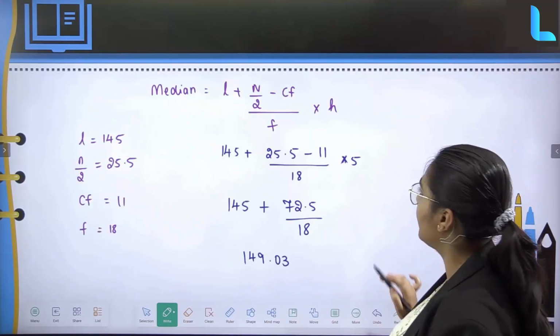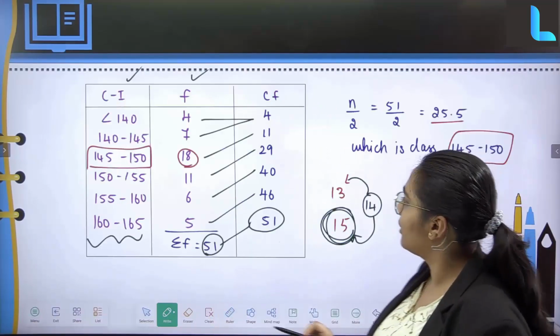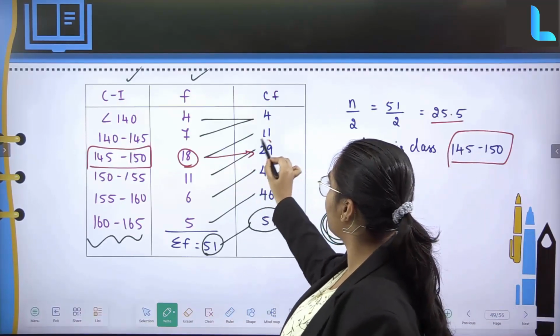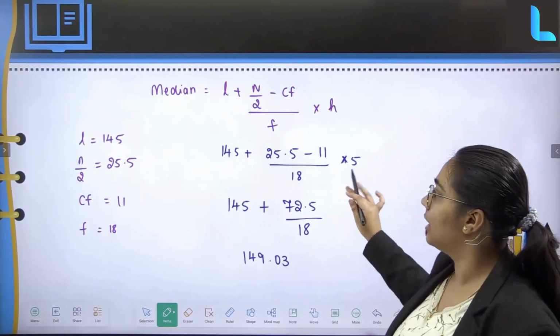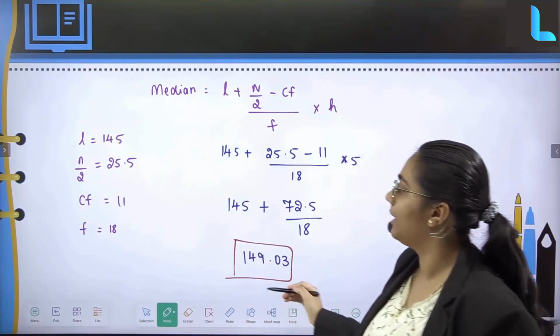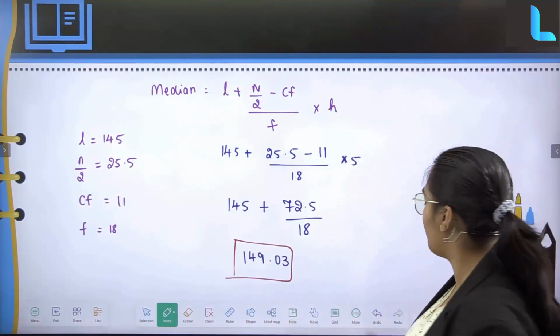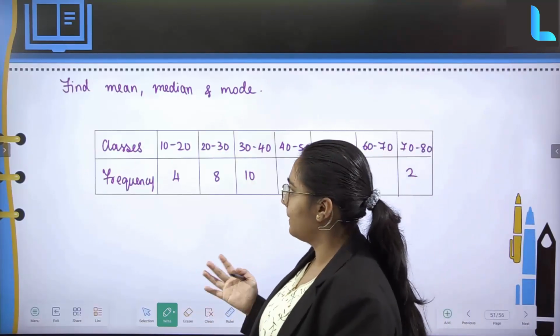So considering that and applying the formula for it, I will be getting the values. Over here, for this the frequency is going to be equal to 29 and cumulative frequency is going to be equal to 11. So considering that, applying the formula, I will be getting the final median to be equal to 149.03.